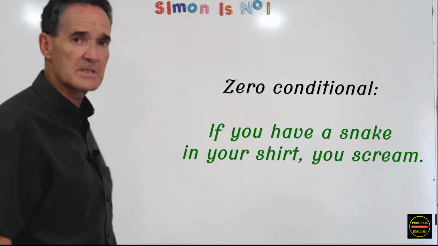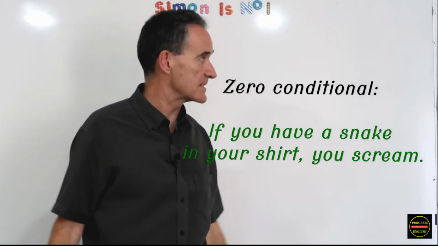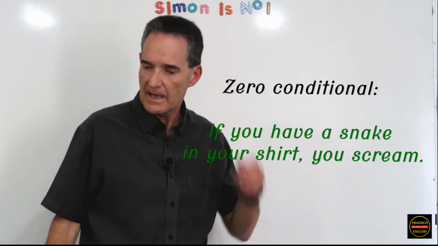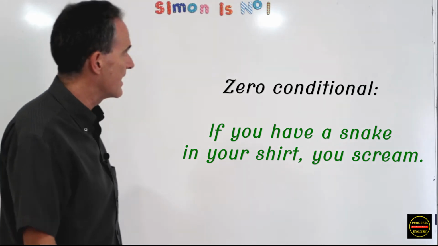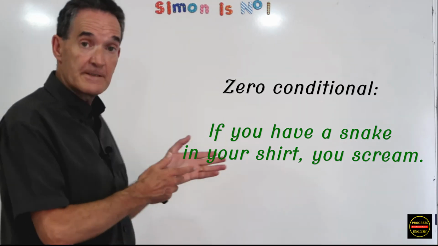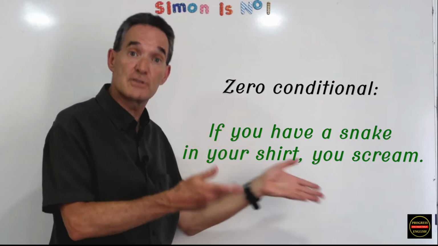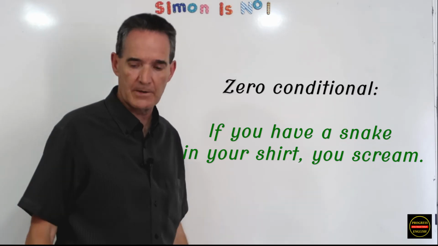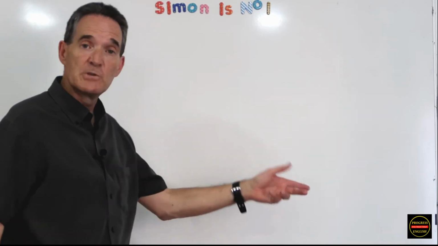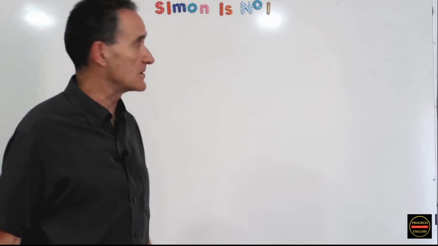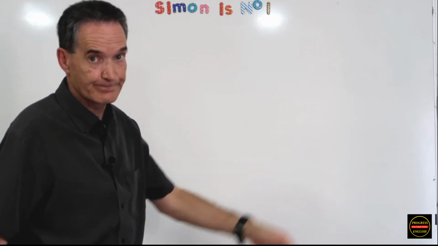Now we have mosquitoes also, okay? We have mosquitoes here where we live, I'm afraid. Yeah, as I was saying, if you have a snake in your shirt, you scream. It's normal, okay?